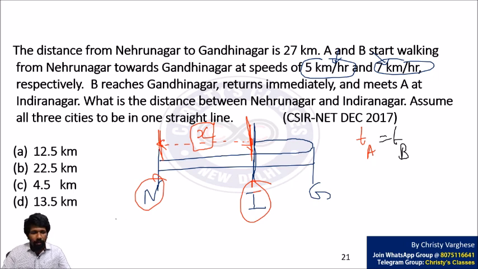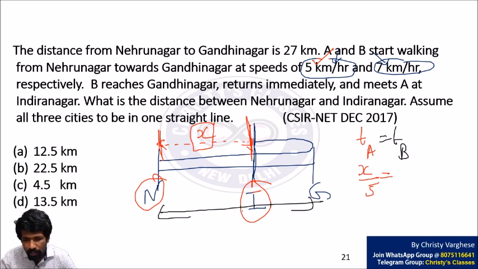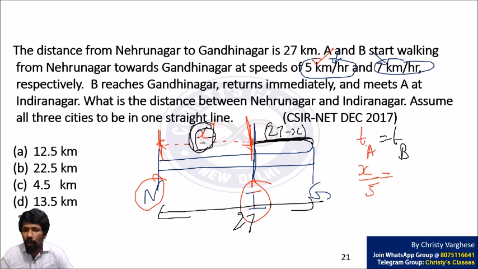So time taken by A will be how much? Distance of A, which we are assuming as x, divided by the speed of A, which is 5 km per hour. So x by 5 is equal to the time taken by B. Now we will think from the perspective of B. Distance traveled by B: the question says the Nehru Nagar to Gandhi Nagar distance is 27 km, and again he travelled this much extra, that is nothing but 27 minus x. Why? Total is 27, this much is x, so the remaining can be written as 27 minus x. To avoid extra unknowns, I am writing it as 27 minus x.